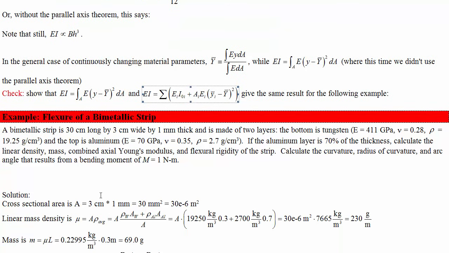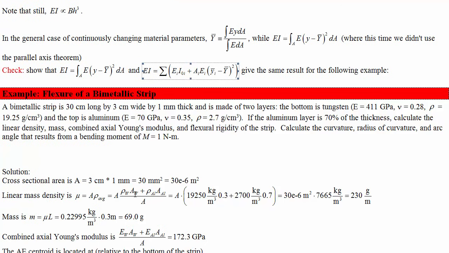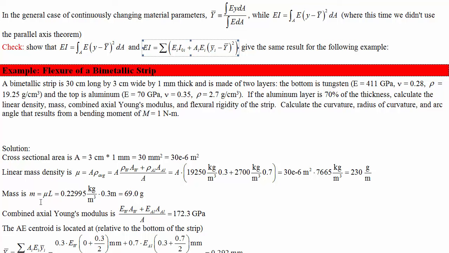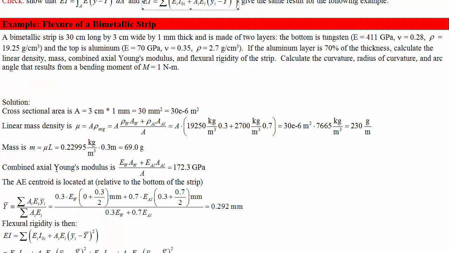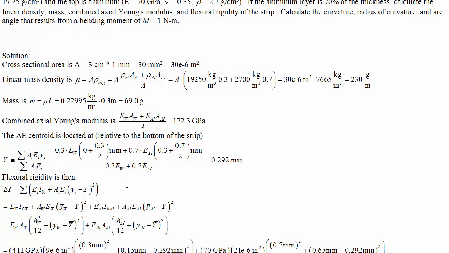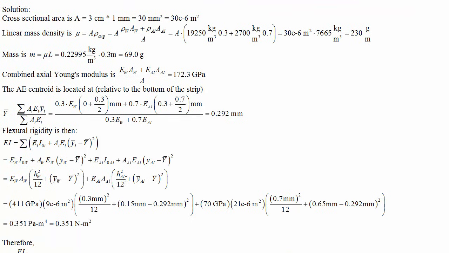Okay, cross-sectional area, 3 times 1. The linear mass density, we would average the densities, weighted by their individual areas. The mass is just the linear mass density times the length. Combined axial Young's modulus, this would be useful to figure out how this would respond to an axial stress. The AE centroid and flexural rigidity using the formula above.